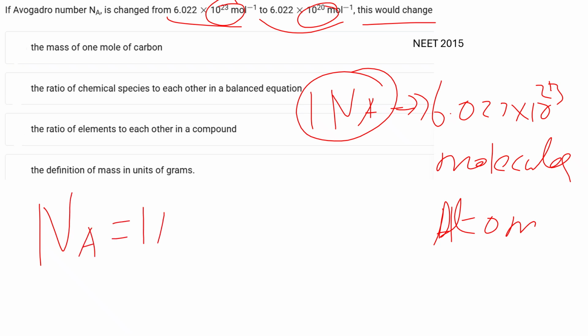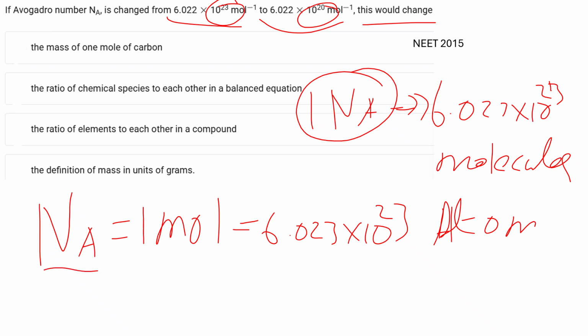is equal to 1 mole, because Avogadro number tells that in 1 mole of a substance there are 6.023 into 10 to the power 23 molecules. In the basic definition, the fundamentals of chemistry, Avogadro, a scientist, tells that in any substance, I am taking 1 mole, that 1 mole contains this much of molecules. But this is in molecule units.